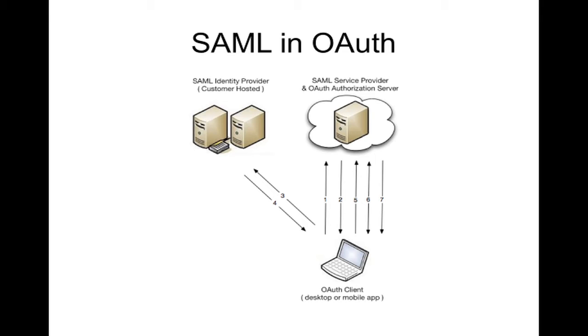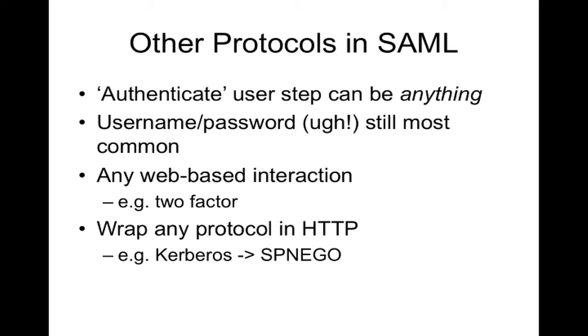So the way that it works is that our OAuth app redirects to the OAuth authorization server and says, identify the user. The authorization server says, hey, I need to do SAML. It redirects to the identity provider, which passes back the SAML assertion, and the flow goes back.